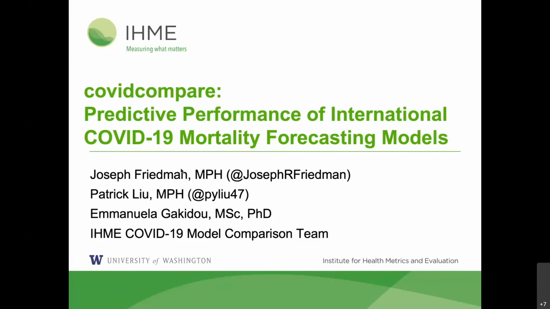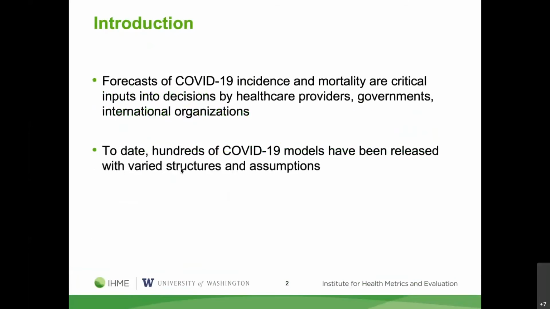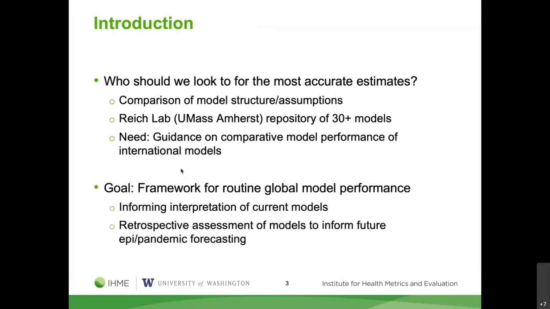So just a brief introduction of COVID Compare. I think we all can understand the importance of COVID forecasting models, both in terms of public policy and public health resource mobilization in response to the COVID pandemic. However, to date, there are hundreds of models that have been released, each with varying structures and assumptions. And moreover, several models have fundamentally changed their structures over time. And so that kind of begs the question of who should we look to for the most accurate estimates?